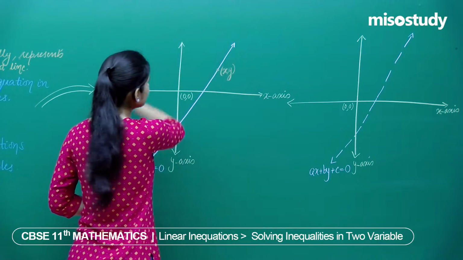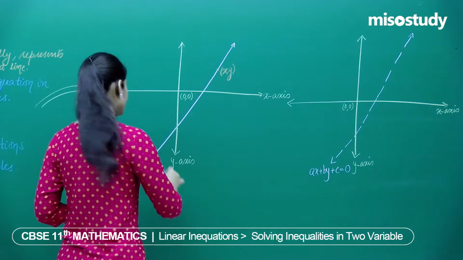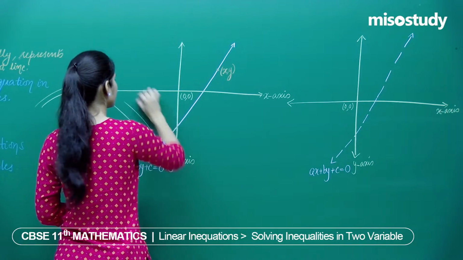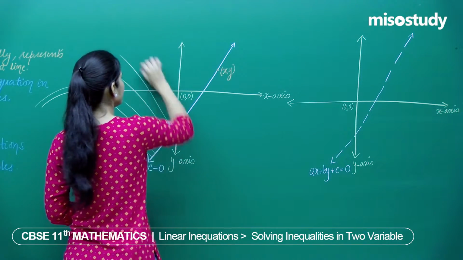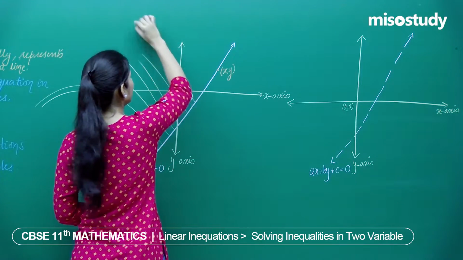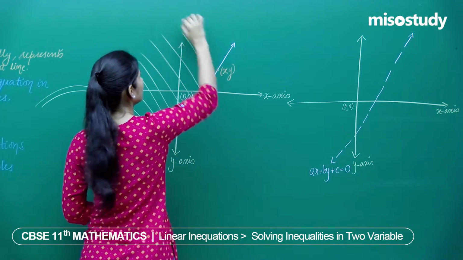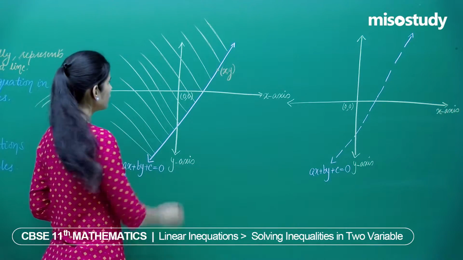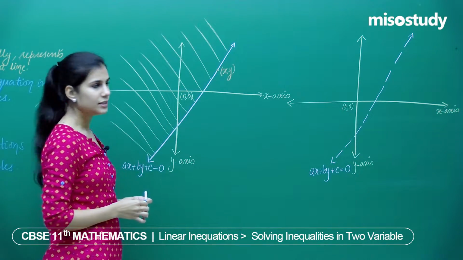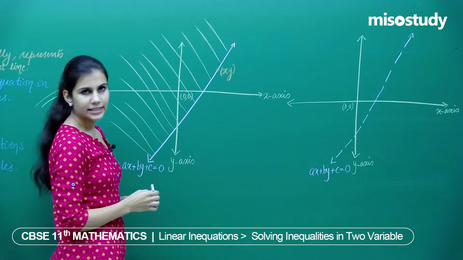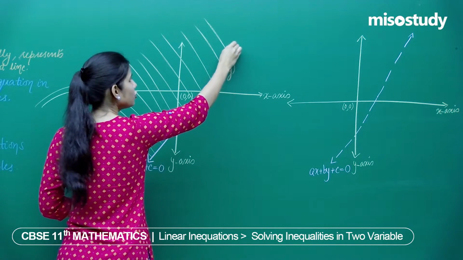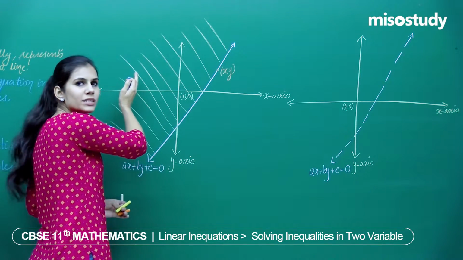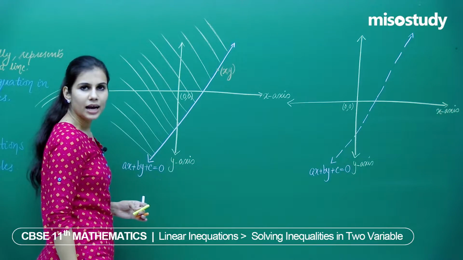This line divides this plane into two halves. One is this part, this complete infinitely large section. One is this part. What is this part representing? This part is representing the collection of all the points on the line and all the points towards this side of the line. Are you understanding?